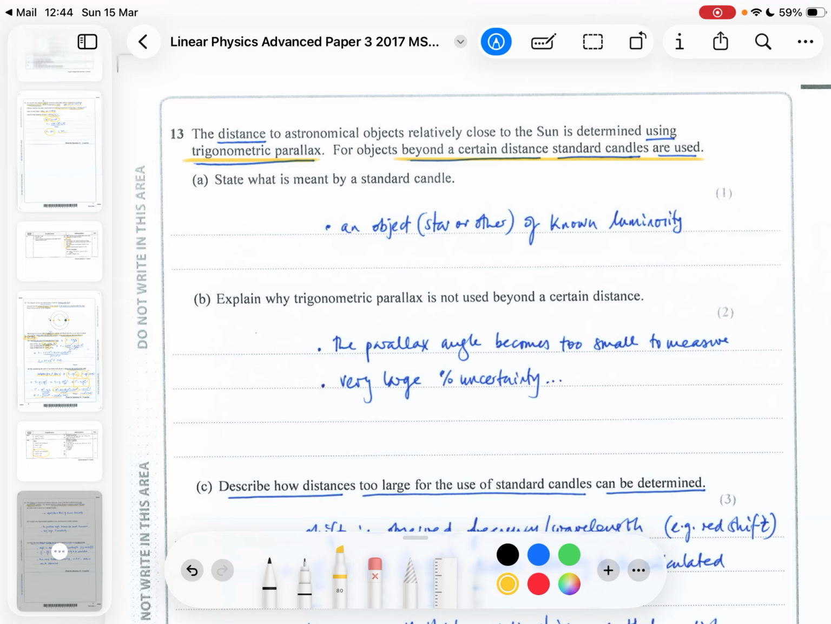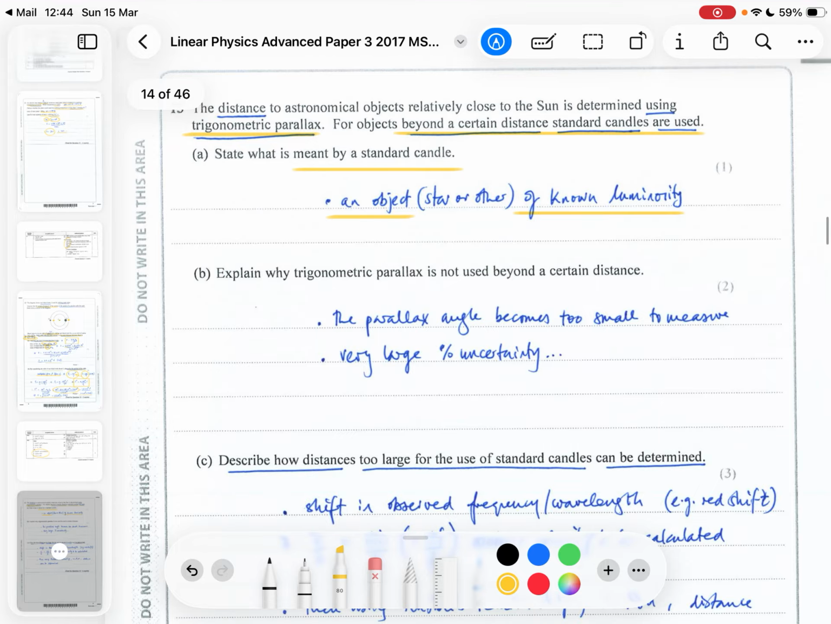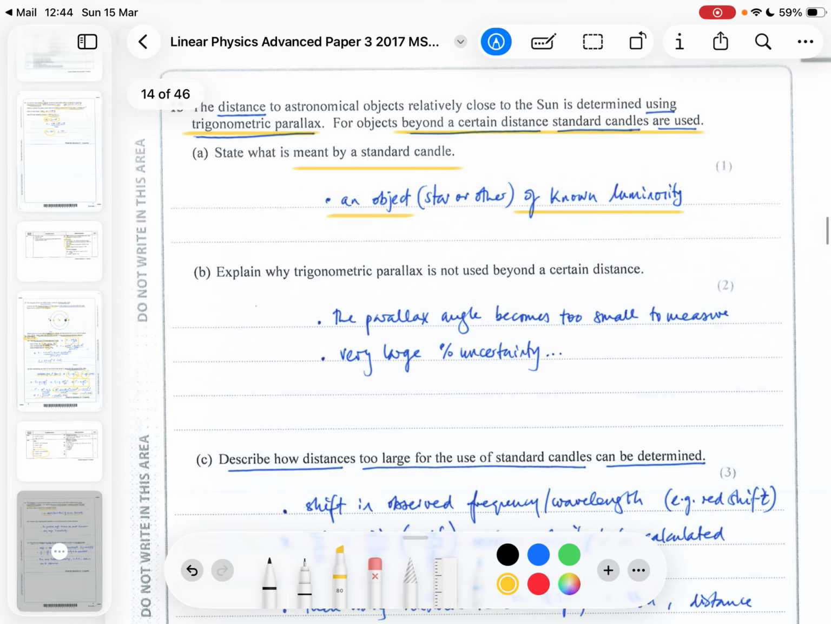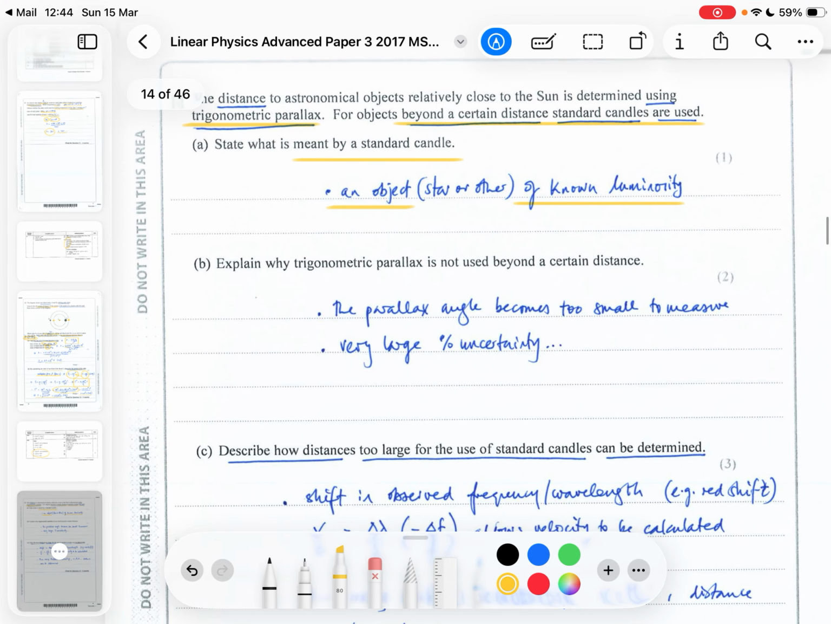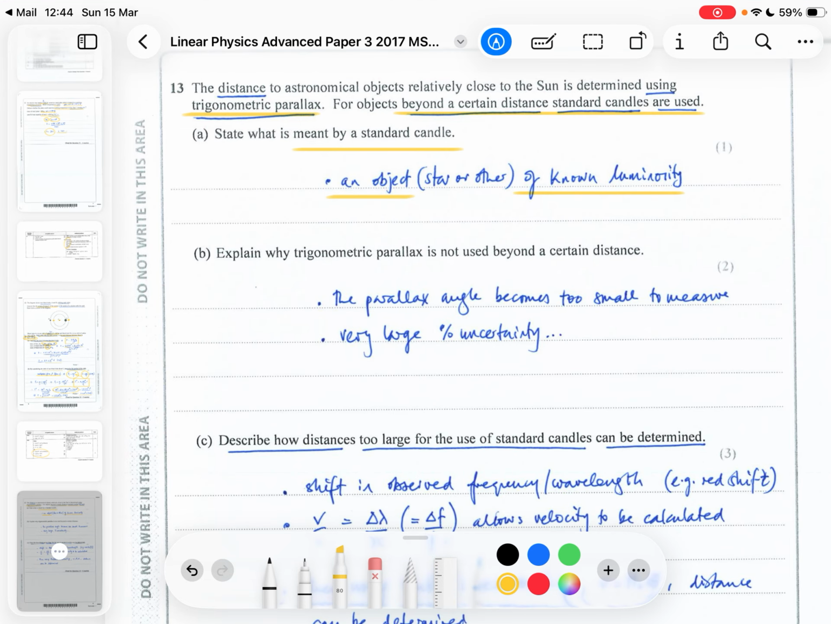And the first question is, what is meant by a standard candle? It means an object, a stellar object, with a known luminosity. Certain stellar objects have got constant luminosities, like Cepheid variables, and certain types of supernovae events. Okay, and that allows us to use the luminosity and intensity equation to work out roughly how far away they are. Explain why the trigonometric parallax is not used beyond a certain distance.